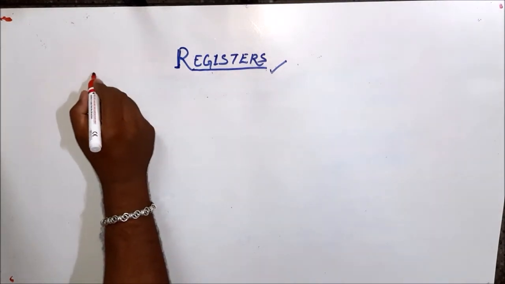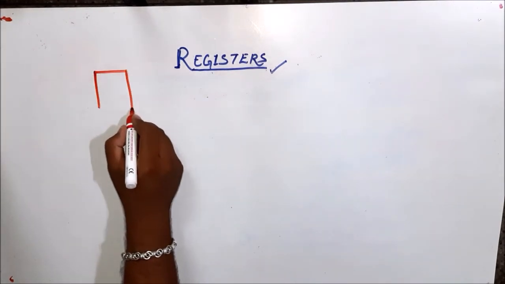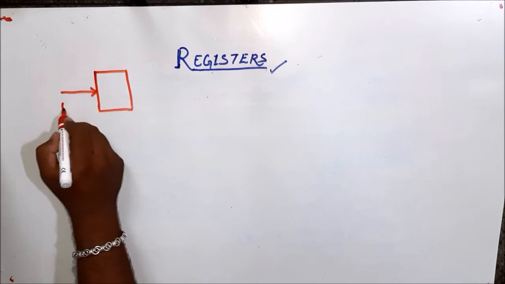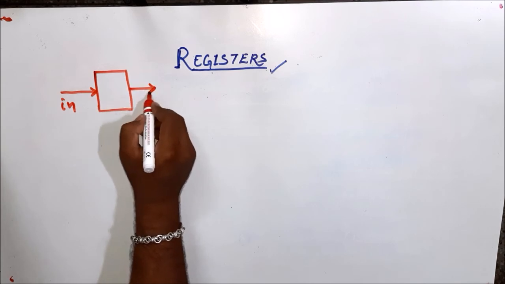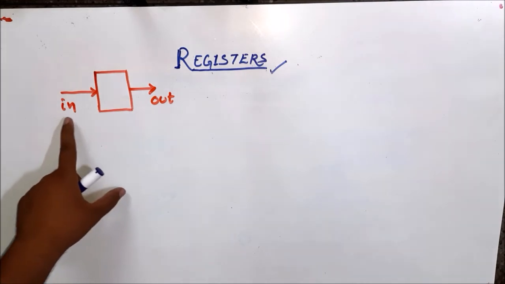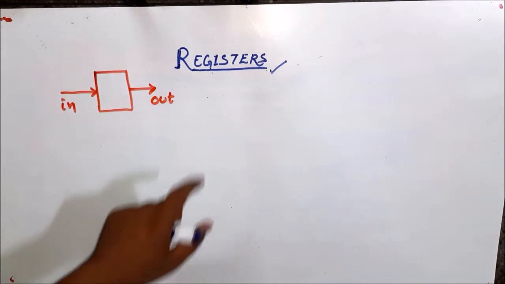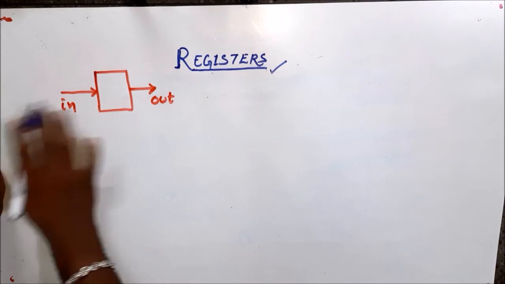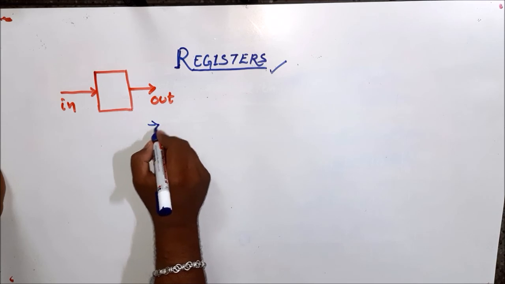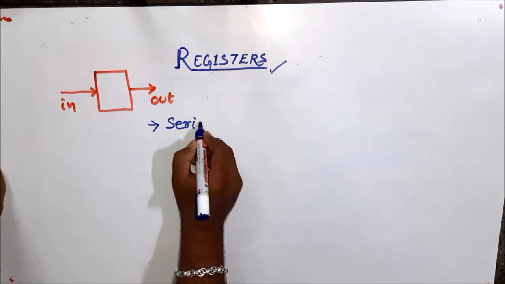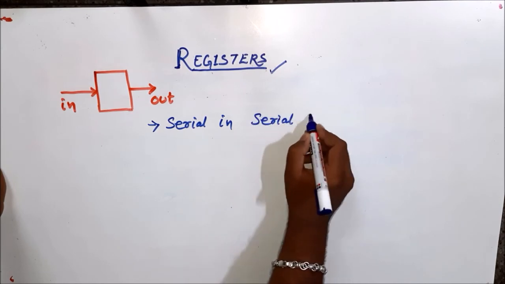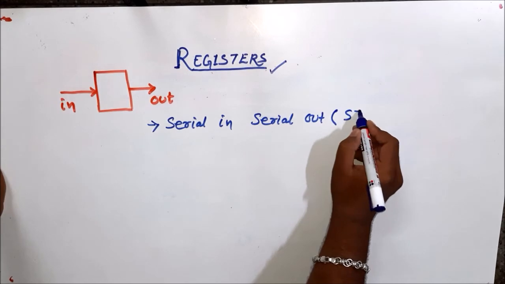Consider this is a circuit, and I want to input some data, which is called in, and it has some output, which is called out. I know some inputs are there and some outputs are there. If my device takes only serial data and gives serial data also, it is called serial in, serial out. That is SISO.